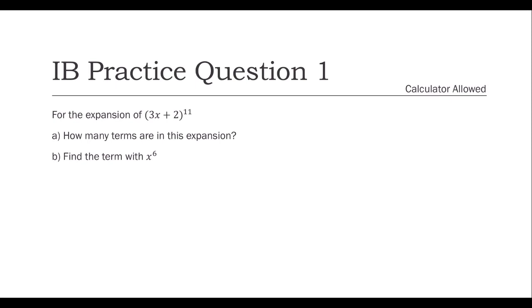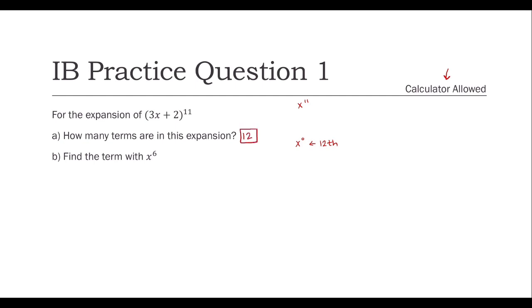So here we have our first IB practice question, and for this one it's calculator allowed, so we can use our calculator to solve it. It says for the expansion of 3x plus 2 to the 11th, A, how many terms are in this expansion, and B, find the term with x to the 6th power. For how many terms, we'd start with our x to the 11th power and go all the way down to our x to the 0. So we'll actually have 11 plus 1 terms. This x to the 0 would be our 12th term. So we'll say 12 terms.